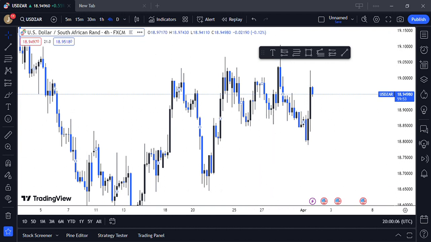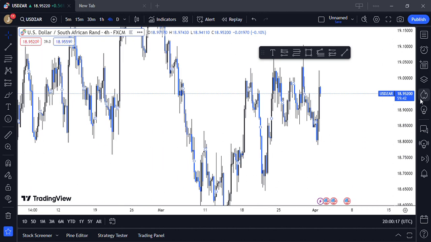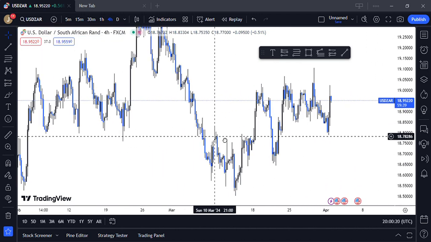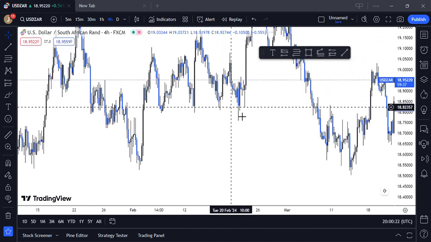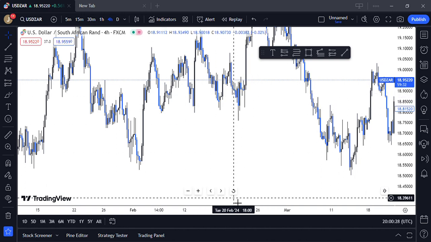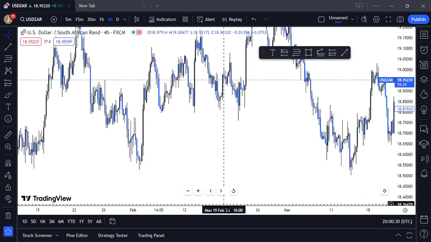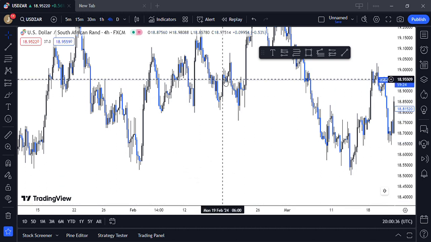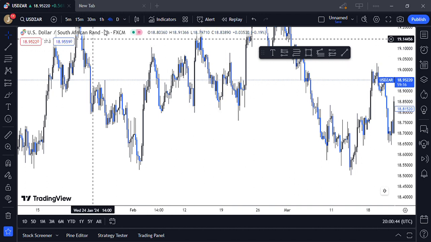Yeah, I think that's basically it. I'm trying to think of what else you need to know. This is the past, basically. As you can see, if you go down here, Monday 19 Feb, it cost 18.95.